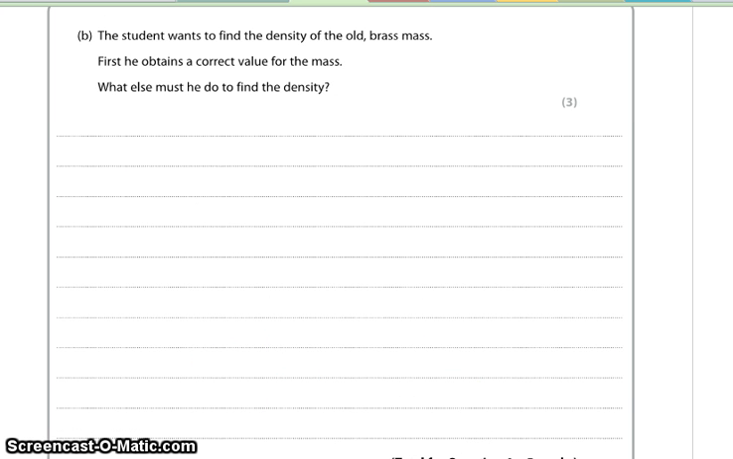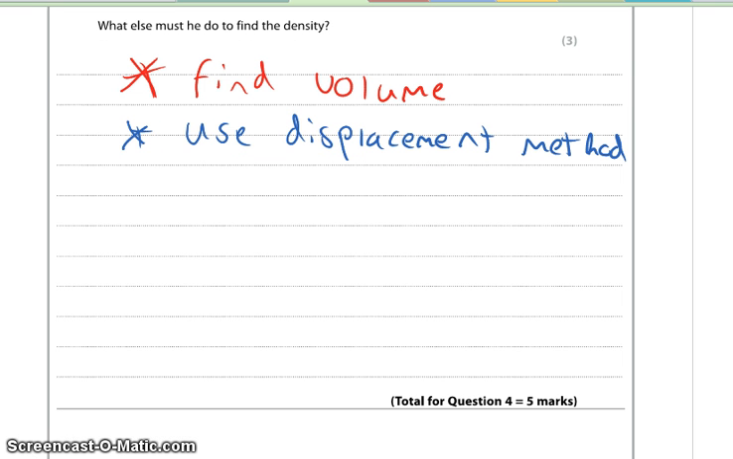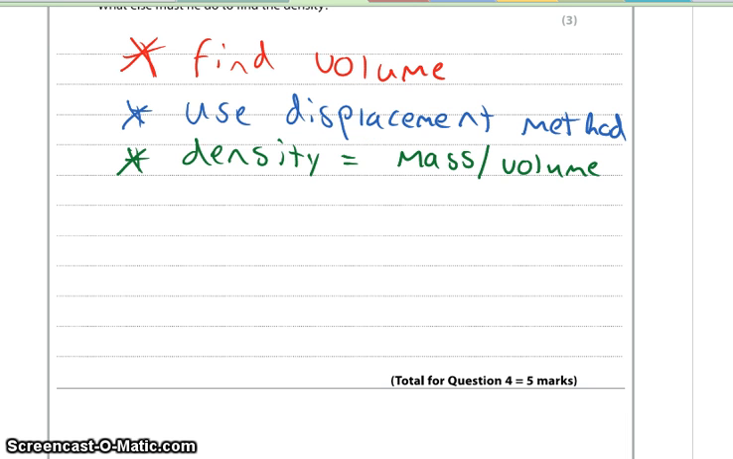And the student then wants to find the density of the mass. He firstly obtains the correct value for mass, and now what else must he do to find the density? 3 marks. We need to write down 3. Well, the first thing is that he needs to find the volume. Well, how's he going to find the volume? Well, the most likely thing to do is to use a displacement method. So he's going to put the mass in the water. If he knows the initial volume of water in something like a measuring cylinder, and then looks at the final, then the difference in volume is going to be the volume of the mass. And then he has to do a calculation, because to work out density he needs to divide mass by volume.